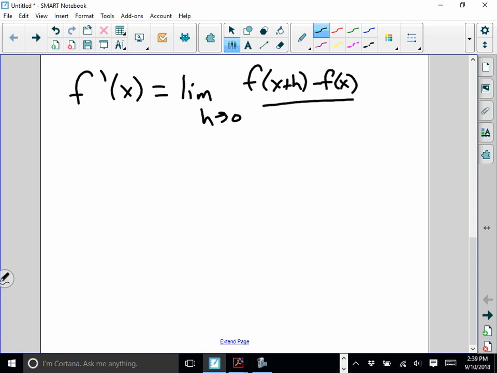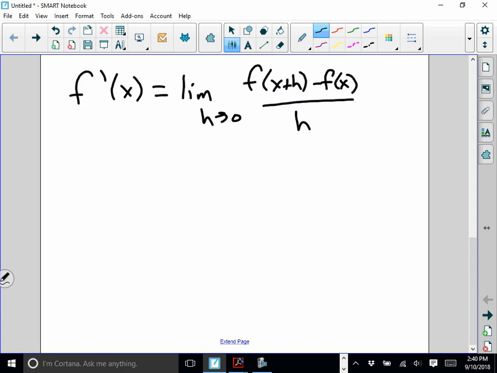So the limit definition of a derivative says that f prime of x equals the limit as h goes to 0 of f of x plus h minus f of x over h. And remember, we got that by looking at a secant line that connects 2 points on a curve, and we're just shrinking the distance between those points to 0, so we can get the tangent line equation.